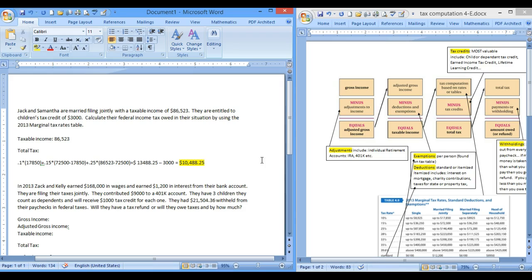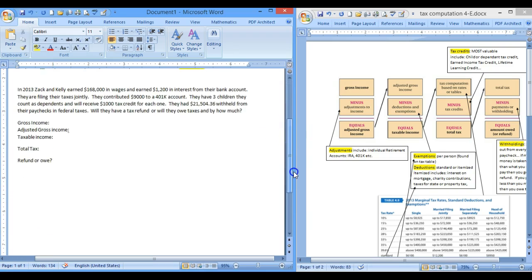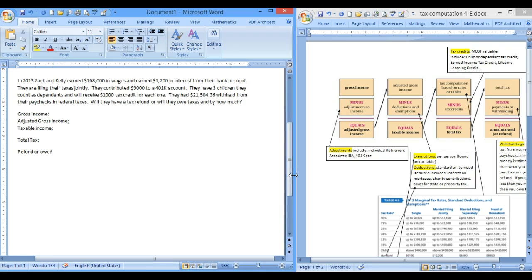Now this will help you on a guided practice problem that a lot of you are struggling with. But to go a little more in depth, if you'd like to stay with me in the video, I'm going to go a little further, which might be helpful for homework or a test. I'm going to go through the entire thing, from gross income clear down to either owed or refund.